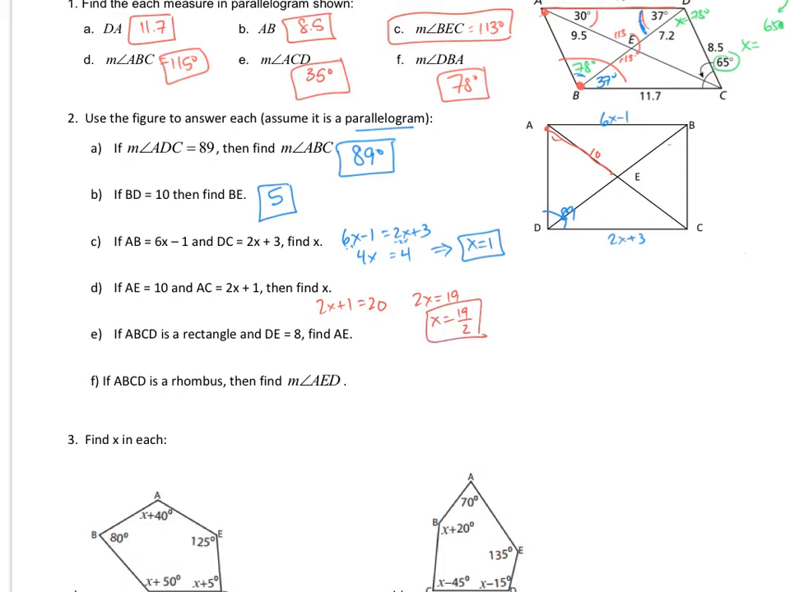Okay, if ABCD is a rectangle and DE is 8, find AE. Well, this time, if we have a rectangle, we know that on a rectangle, the diagonals not only bisect each other, but will be congruent. So if D to E was 8, and we want to find A to E, from here to here, this is A, there's E. It's going to be the same value, 8.